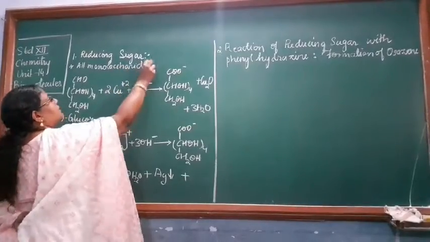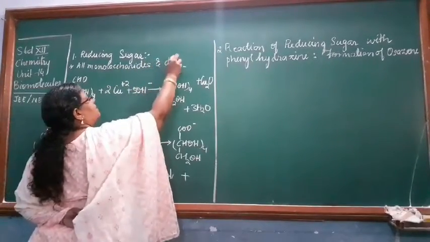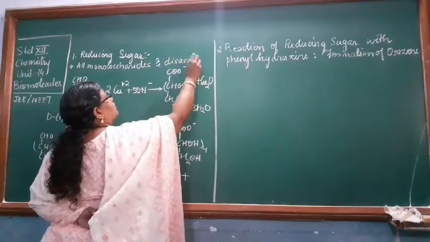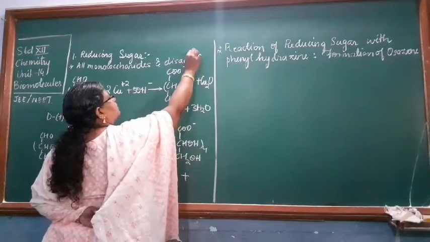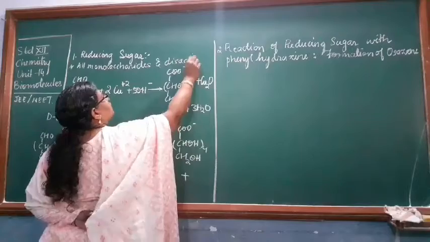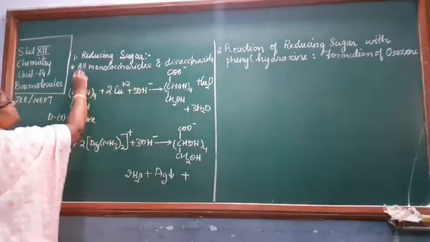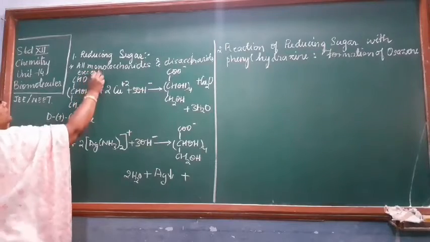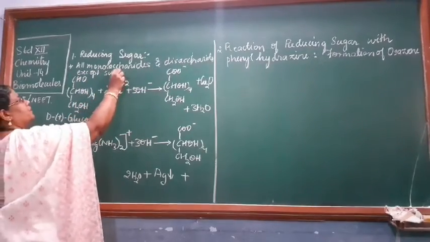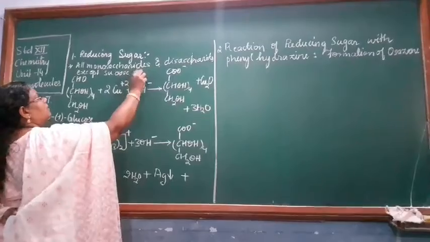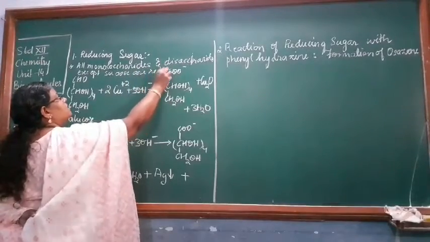All monosaccharides and disaccharides except sucrose are reducing sugars.